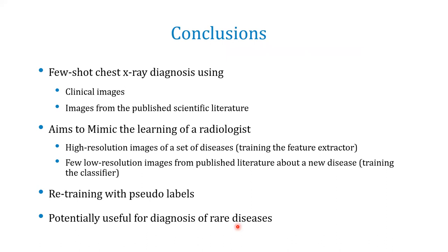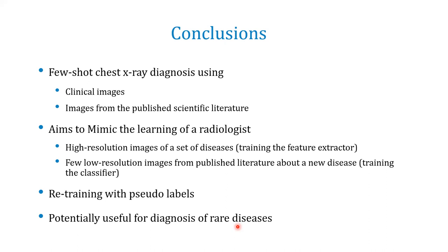And in the second method, where we use images from the published scientific literature, we try to mimic the learning of a radiologist, where we use the high-resolution images of a set of diseases to train the feature extractor, which is used for knowledge transfer about the novel classes, and then a few low resolution images from the published scientific literature about a new disease are used for training the classifier. The retraining with pseudo labels seems to improve the training of the classifier, and we would like to extend this method for other combinations of base and novel classes as well.